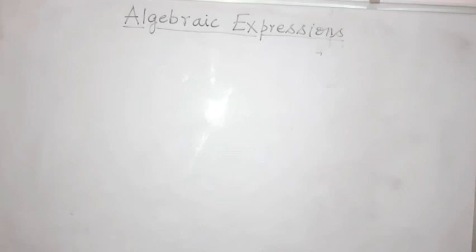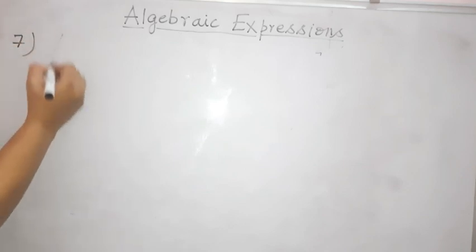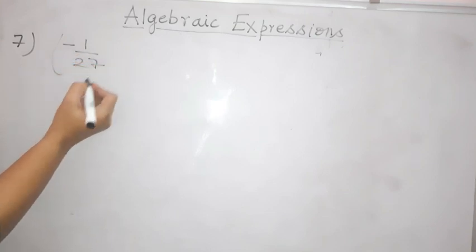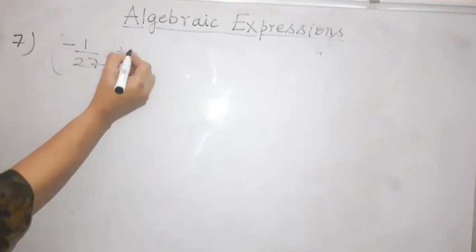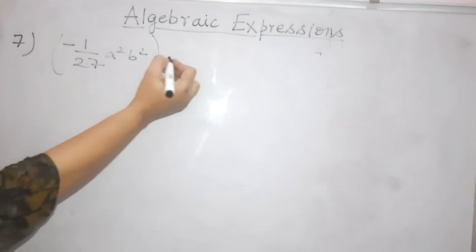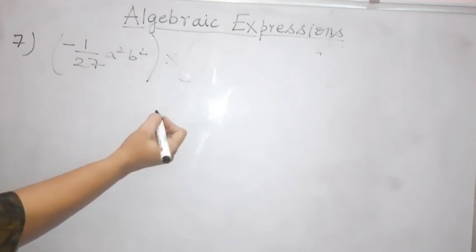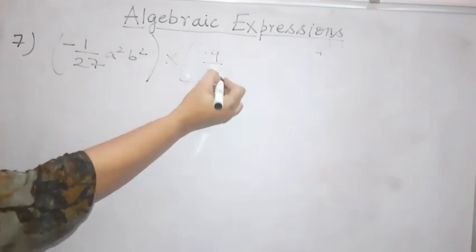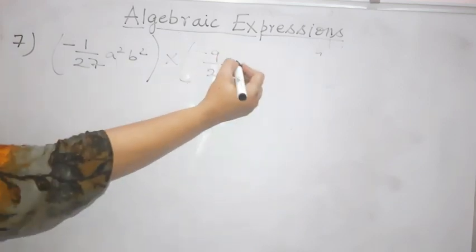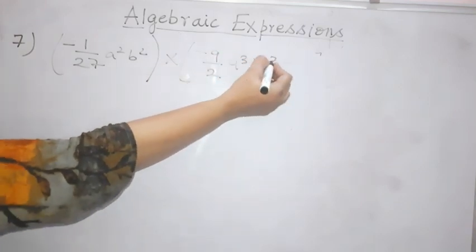Now we have to begin from the exercise questions. Till question number 6 we have done, and we have to start from question number 7. So question number 7 I am doing on the board. As you can see, there are two algebraic expressions: minus 1 upon 27 a square b square within bracket has to be multiplied with the next algebraic expression, minus 9 upon 2 a cube b and c square.